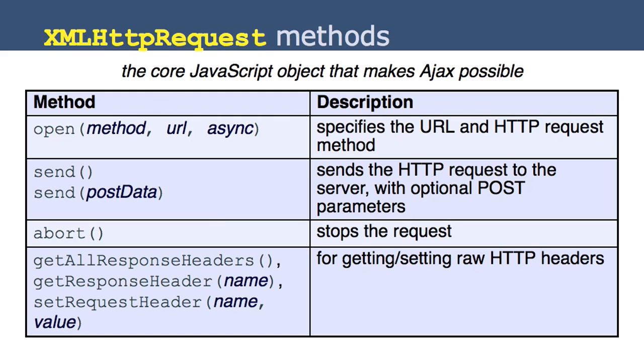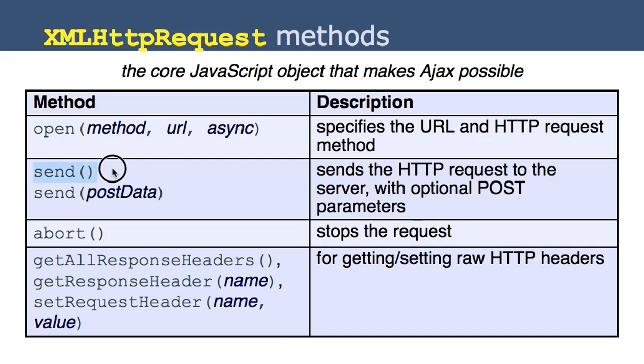Okay, the XML HTTP request object has these methods. We first begin by opening a connection with a particular URL using a particular method. The method might be GET or POST. And we can set this connection to be either synchronous or asynchronous. Typically, we'll just set it to be asynchronous. So we open a connection with this particular URL.